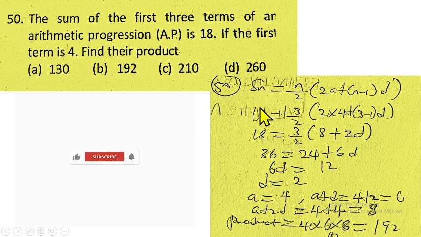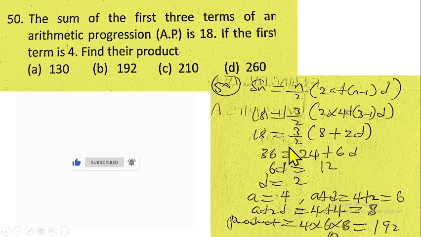So we sum 3 terms together, which is 18, equals the number of terms we are summing, 3 over 2, into 2 times the first term, a, which is 4, plus 3 minus 1 d. Then 18 equals 3 over 2 times 4 times 2, which is 8, plus 2d.